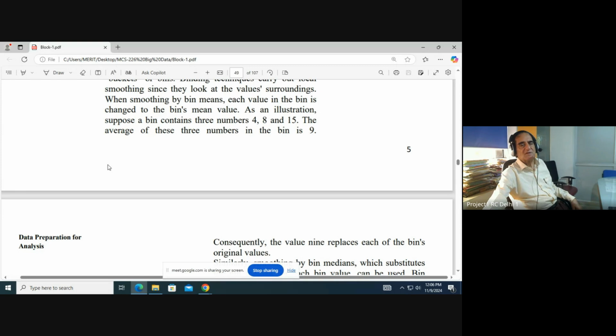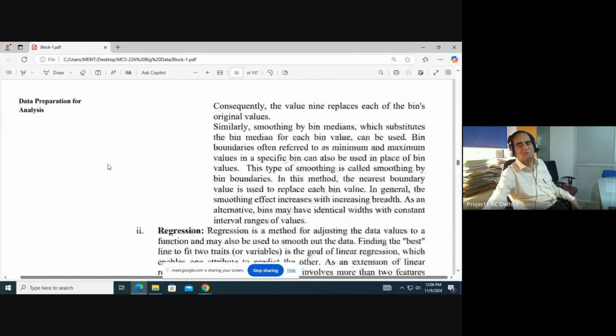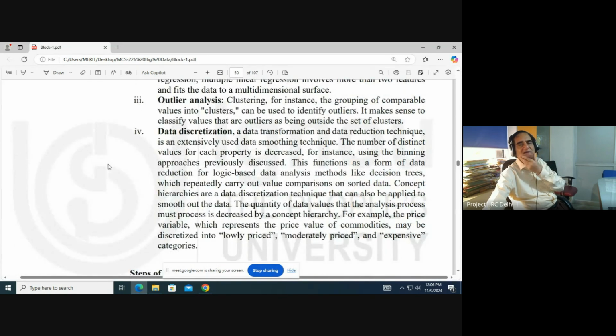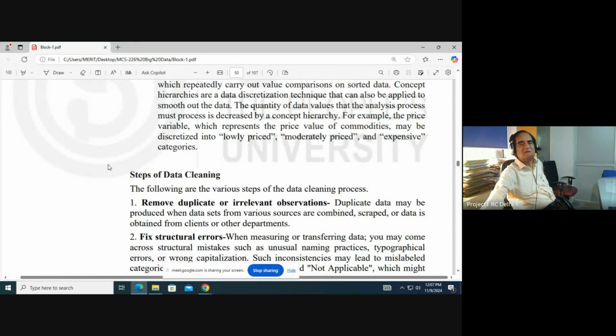Contain three numbers, the average of these three numbers is this, and so on and so forth. Regression is a method of adjusting the data value to a function. Simple regression, outer regression, all these things are there. Outlier analysis, clustering, for instance, the grouping of comparable values into clusters. That's also important. Data discretization, a data transformation and data reduction technique, is an extensively used data smoothing technique. The number of distinct values for each property is decreased. For instance, using the binning approaches previously discussed, this function as a form of data and so on and so forth. Lowly priced, moderately priced, and expensive category.